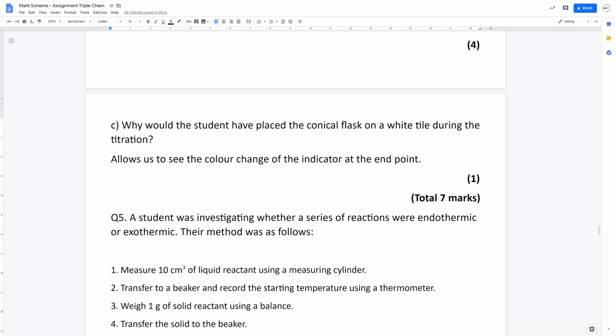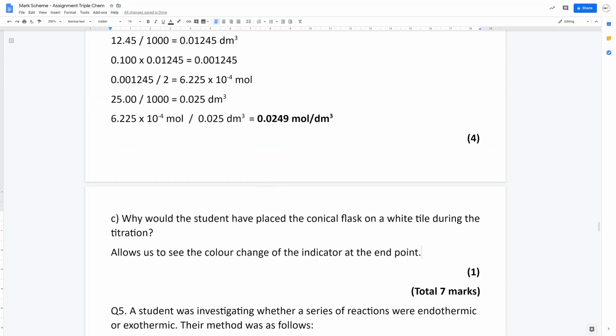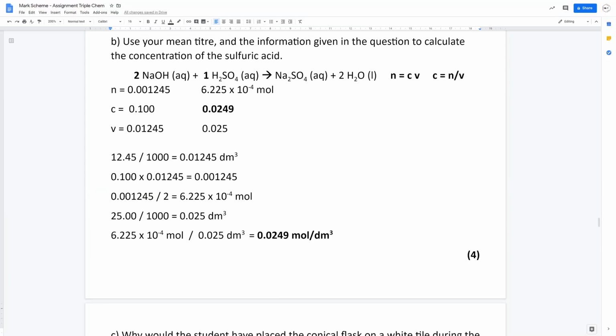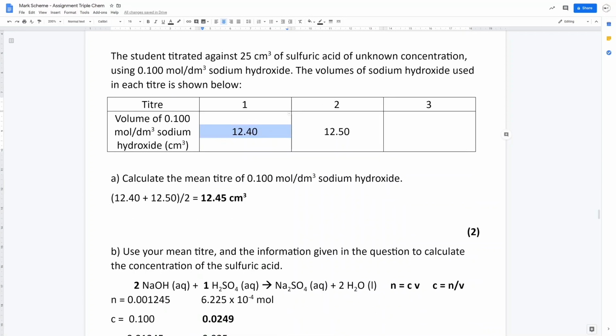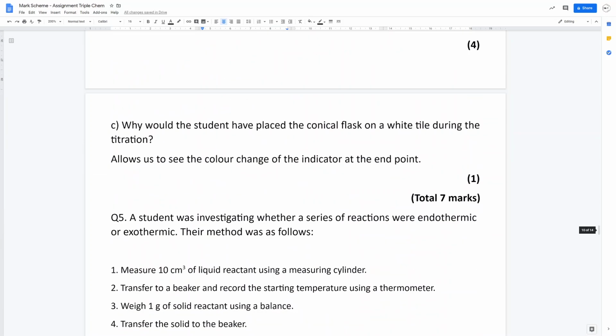Now, you're not going to use something like universal indicator because that doesn't have a clear colour change. But if you use something like phenolphthalein, then that turns pink when it's alkaline, so it turns pink at the end point. You need a white tile in the background so you can clearly see the colour change at the end point. The end point is how they would have judged these volumes here, right? So they would have stopped adding sodium hydroxide when that colour change occurred. But unless you can see that colour change really clearly, you're not going to really know when that end point is. So putting it on a white tile enables you to see that colour change more clearly at the end point.